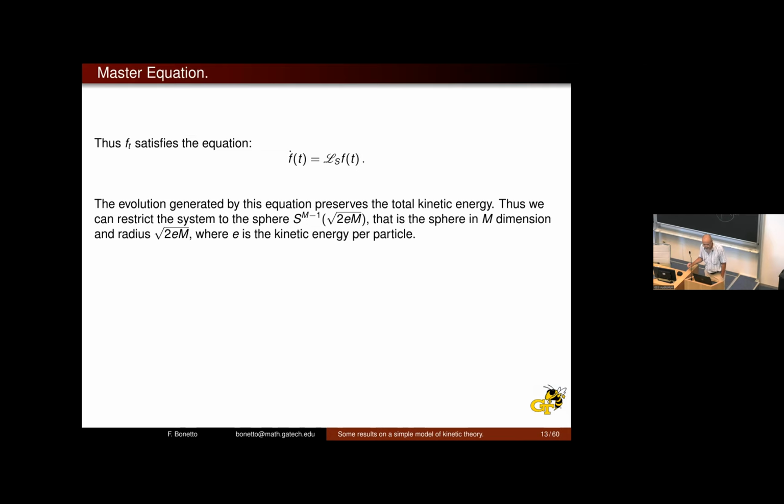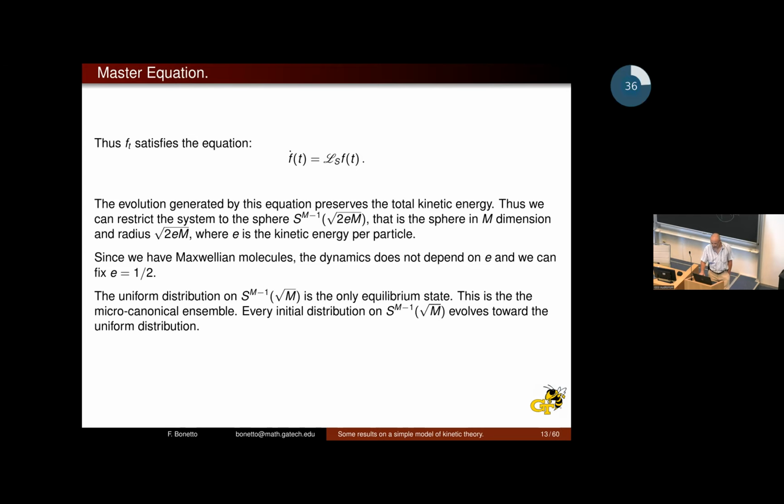It's clear that this preserves kinetic energy. So if I have a distribution on the sphere with a given radius, it will stay there. I write the radius in that form because it's also clear that the evolution does not depend on the radius. It's very simple. So at the end, you can fix E equal to 1 and you take it with square root of m.